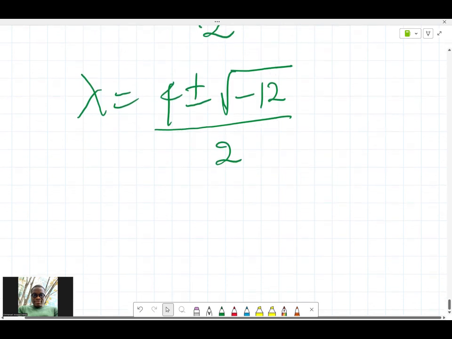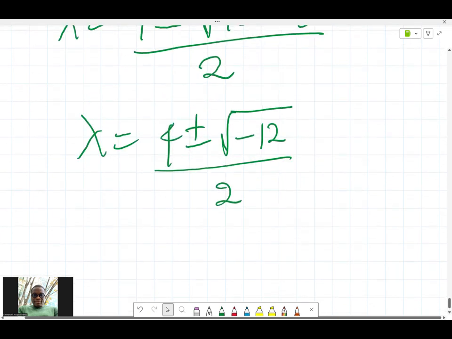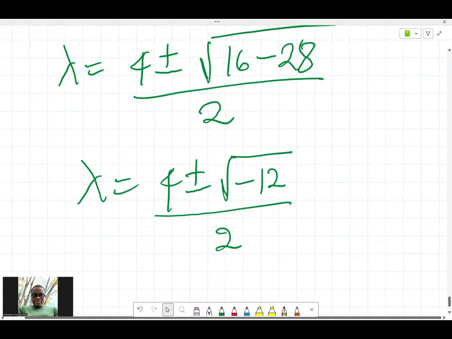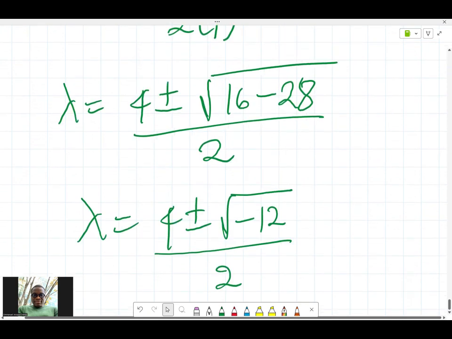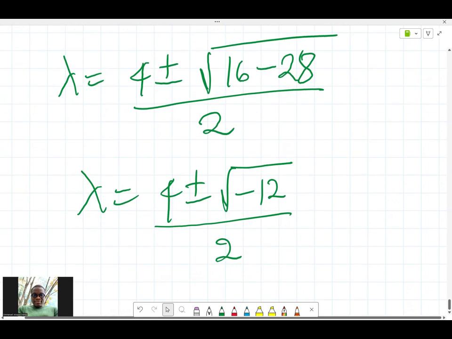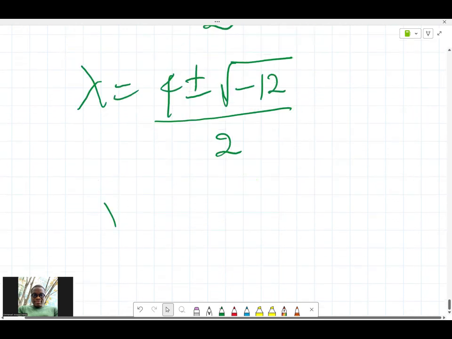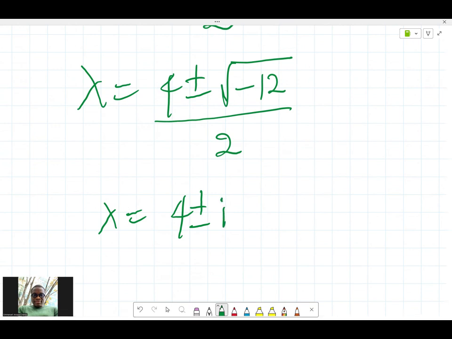I hope that's correct. 16 minus 28 is minus 12. 12 plus 16 is 28, I believe. Yeah. Okay. So we have lambda is equal to 4 plus or minus the square root of minus 12, which is complex, all over 2.